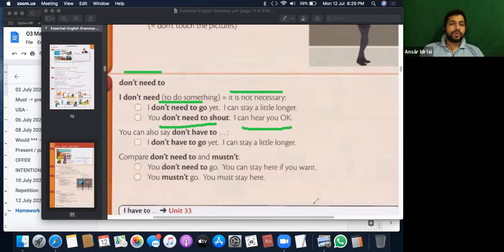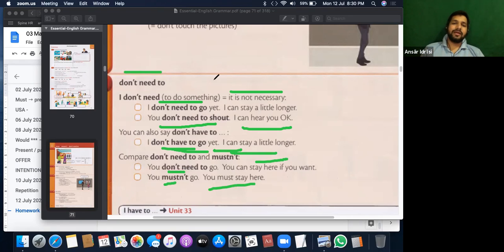Next one, you can also say don't have to. I don't have to go yet. I can stay here a little longer. उसने compare किया उसको have to के और need to को साथ में एकदम. उसने बोला एक ही level के आ सकते हैं. Next, compare don't need to and mustn't. For example, you don't need to go. You can stay here if you want. आपको जाने की जरूरत नहीं है. आप अगर चाहते हैं तो यहाँ पे रुक सकते हैं. Next, you mustn't go. आपको जाना नहीं चाहिए. Means what? You must stay here. आपको यहीं रुकना चाहिए. यहाँ पे चॉइस नहीं होती है.